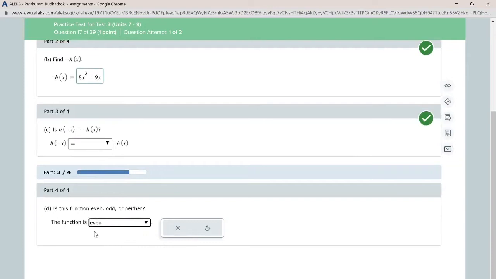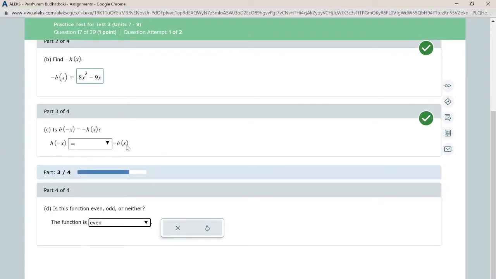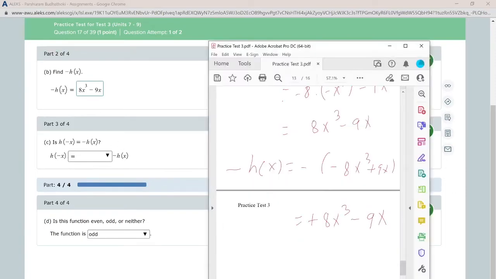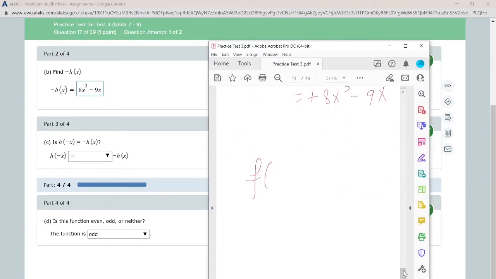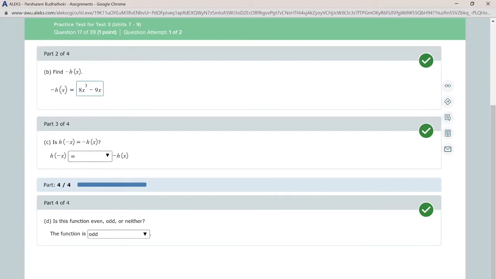And if they are equal, the function is called even function. If h of negative x equals negative h of x, the function is called even function. Check the definition. Sorry, it's called odd function. Okay, check the definition of the even and odd function. Sorry, that's my bad. The definition is, if f of negative x equals negative of f of x, the function is called odd function. Okay, so look at here. If f of negative x equals negative of f of x, this is odd function. And if f of negative x equals positive f of x, that's the even function. So that's the proper definition. So based on that definition, it should be odd function.